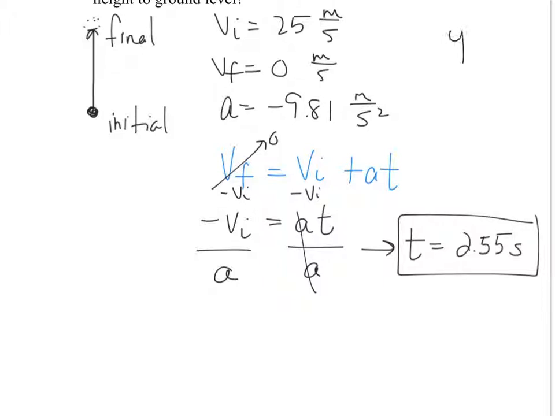Y. D is distance, right? Don't forget. Y is vertical displacement. The variable Y is vertical displacement. So now we want to figure out what Y is. What formula can I use?